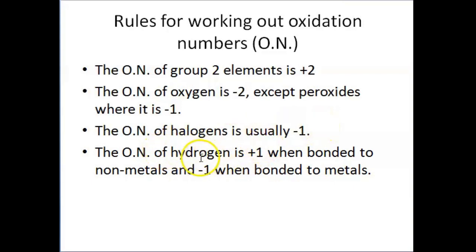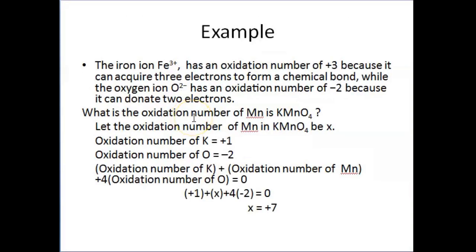The oxidation number of hydrogen is equal to +1 when it is bonded to non-metals, and it is equal to -1 when it is bonded to metals. So these are all the rules which we must remember before we calculate the oxidation number. Now let us take an example.